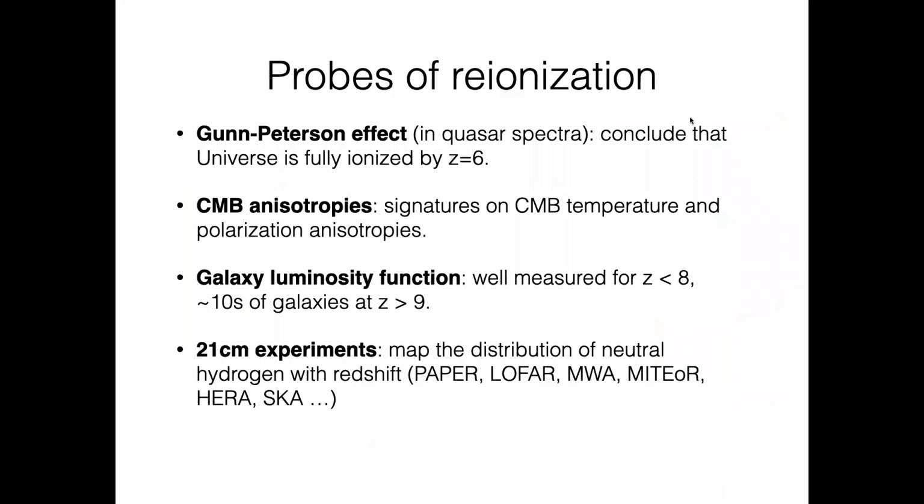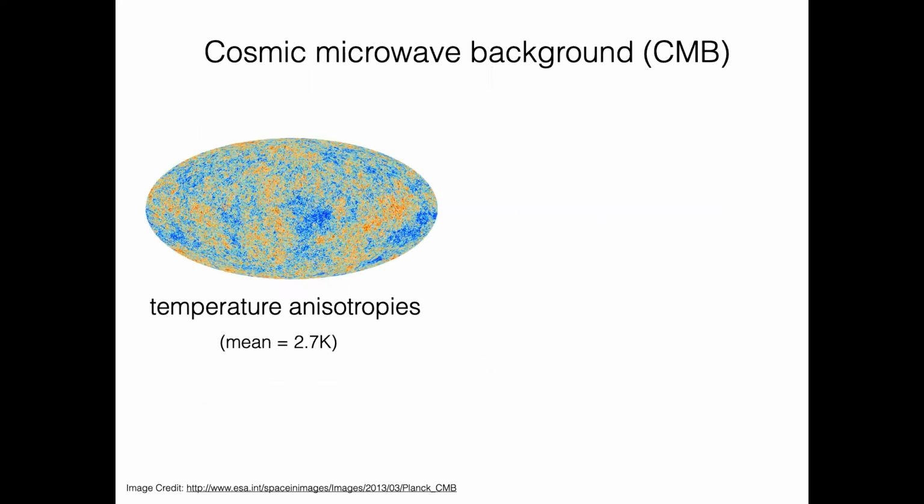This is not the only probe of reionization. There are also many other ones like quasar spectra, with which we understood that the universe was mostly ionized by around a redshift of 6. CMB anisotropy is only one of them. There are also galaxy luminosity functions and 21 centimeter experiments, and actually more than that, intensity mapping in general as well. So there are many probes of reionization. I will first focus on the CMB.